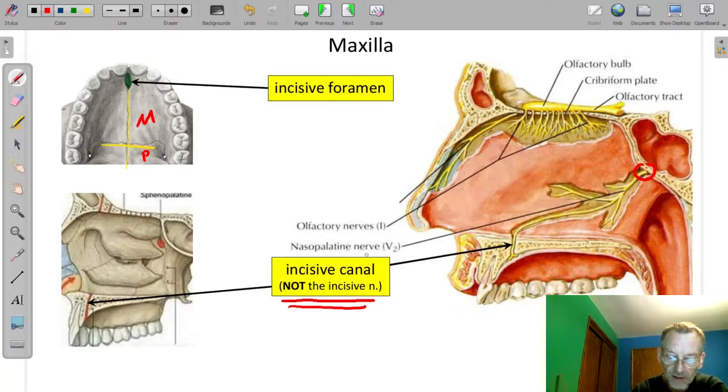So there's the nasopalatine nerve. Every time you see cranial nerves mentioned, I would highlight them just so that you can at least go back later and review all slides that show cranial nerves.